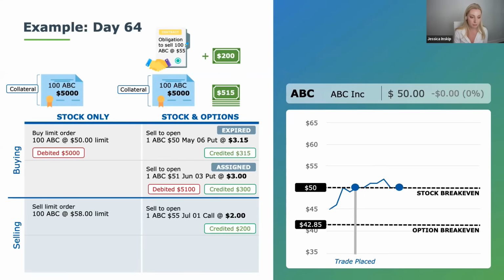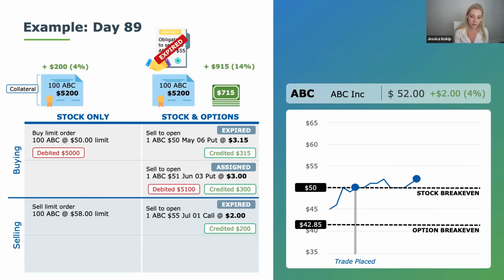So moving on, let's see what happens now when we hit July 1st. So ABC actually went up. So the stockholder made 4%. The security went up $200 in value. The option holder, this one expired because we have the right to buy at 55. Buying at 52 is much more advantageous. So therefore, the short call holder did not have to fulfill their obligation of selling the shares, because it wouldn't make sense for the long call holder to exercise. And they kept their entire premium of $2.